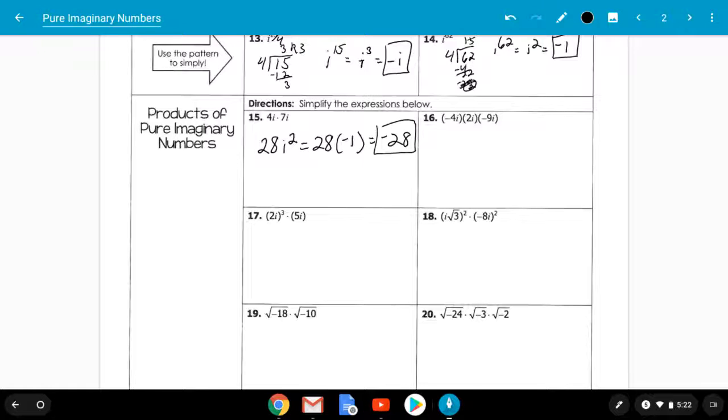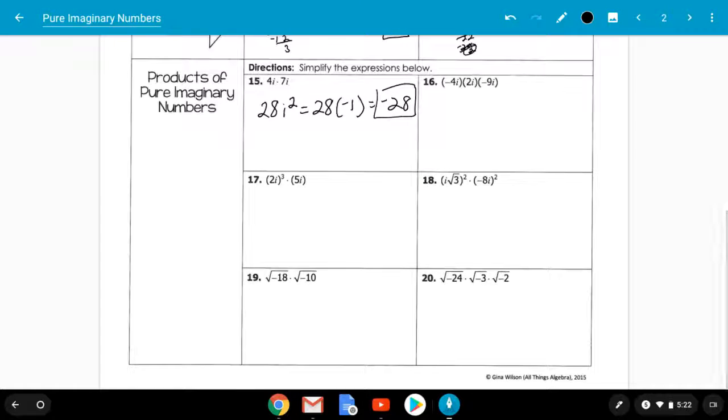All right. Let's look at number 17 here. Now number 17, we have 2i cubed times 5i. Well, 2i cubed, what's 2 cubed? 8. And i cubed is i cubed. So times 5i. So now just do the math. 8 times 5 is 40. And i cubed times i is i to the 4th. But from our pattern, what does i to the 4th represent? It represents 1. So 40 times 1 gives me 40.